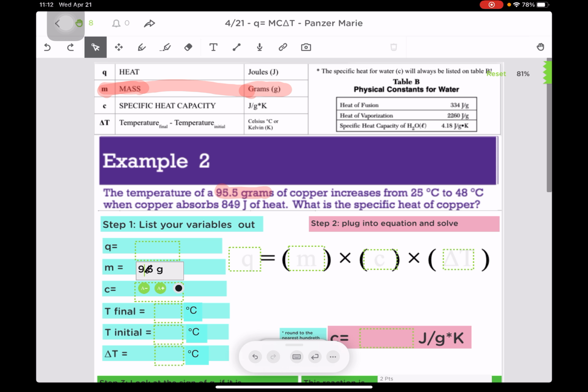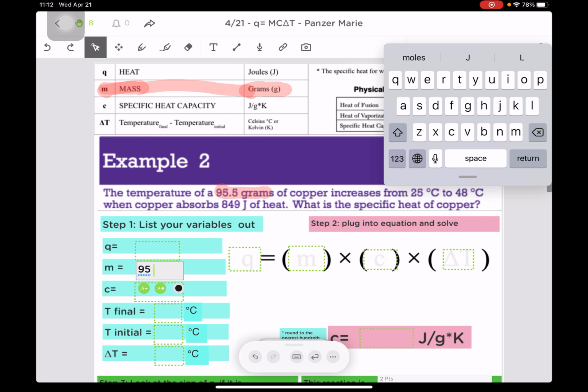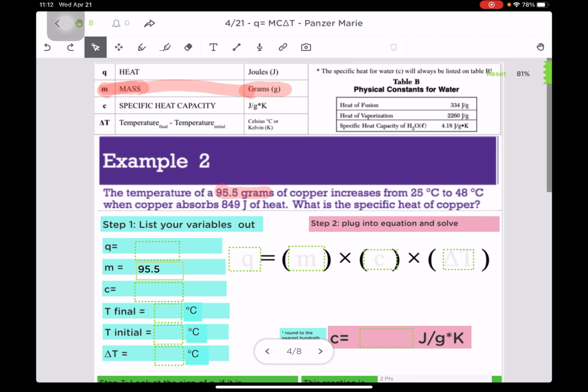And this thing hates me. Oh my gosh. 95.5 grams. I swear. Oh, my Lanta. 95.5 grams. Oh my god, I give up. I'm just writing them from now on because now I'm getting annoyed. Okay. So we got that.